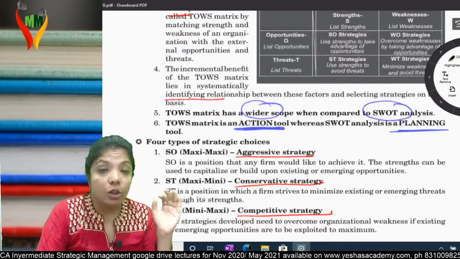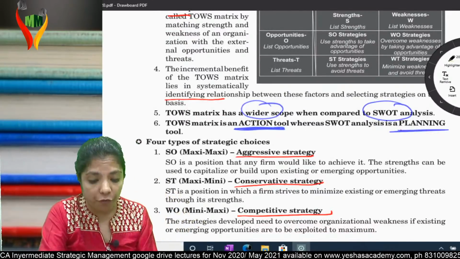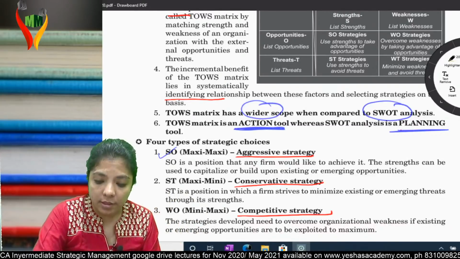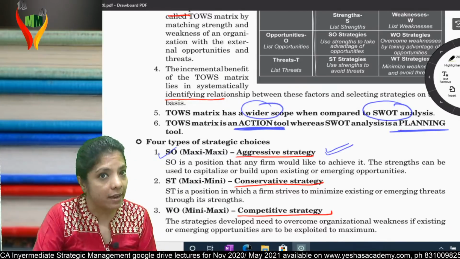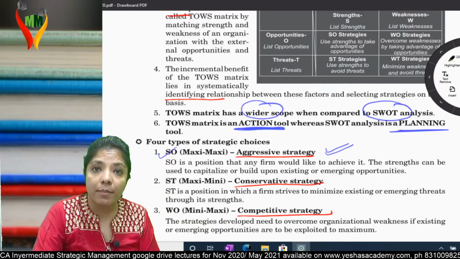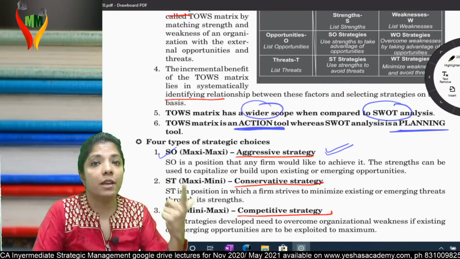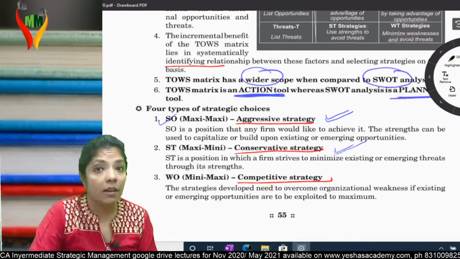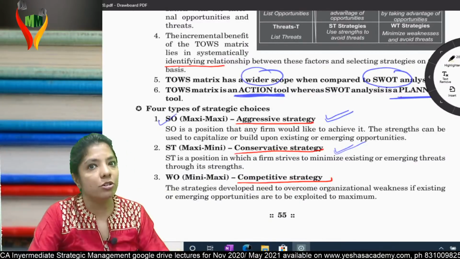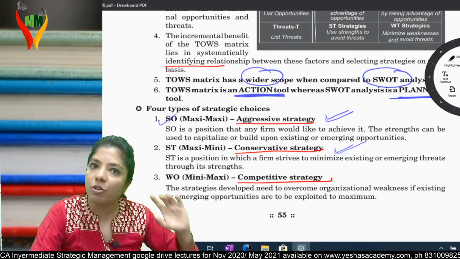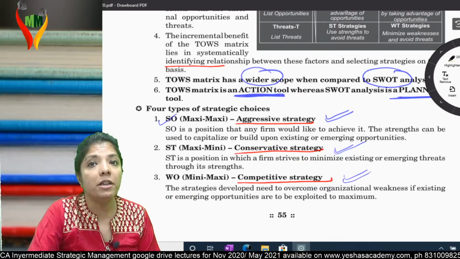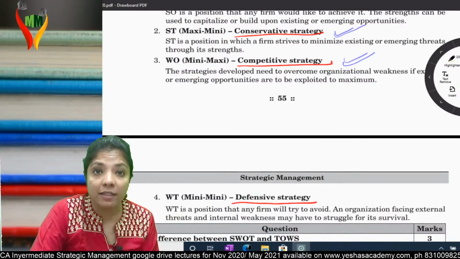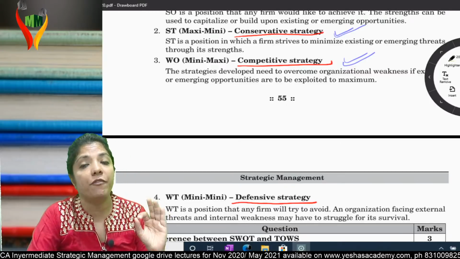Am I clear? And what they say: if you have strength and opportunity, the first one, maximize your strength so you can maximize the opportunity. This is called an aggressive strategy. Second, if you have strength and there's a threat in the environment, maximize your strength so you can minimize the impact of the threat. This is called a conservative strategy. Third one, if you're weak in something and there's opportunity, you are competitive. That means you will overcome your weakness and grab the opportunity. This is called a competitive strategy. And last is WT. You're trying to defend yourself. You're weak and there's a threat. You're trying to protect yourself. That's called a defensive strategy.